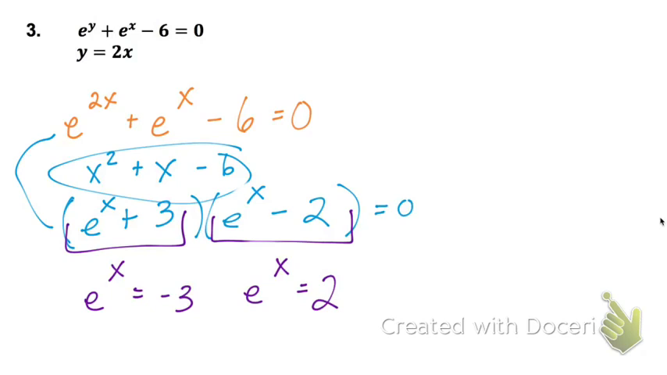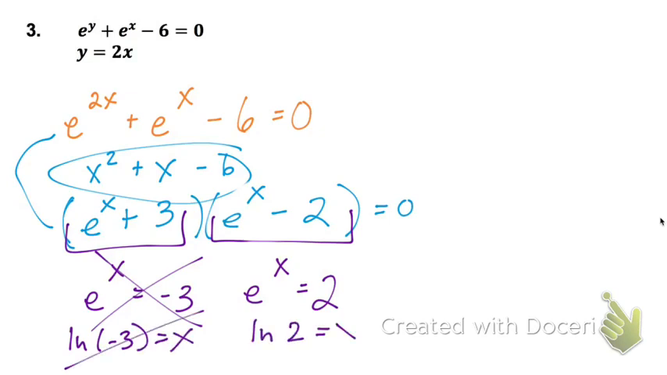It's because of the next step after that. What's the next step? You can't have a negative log, right? So which answer would I go ahead and get rid of? The negative 3. If I were to put this into log form, it would be ln of negative 3 equals x. You can't have that. But I can have ln of 2.